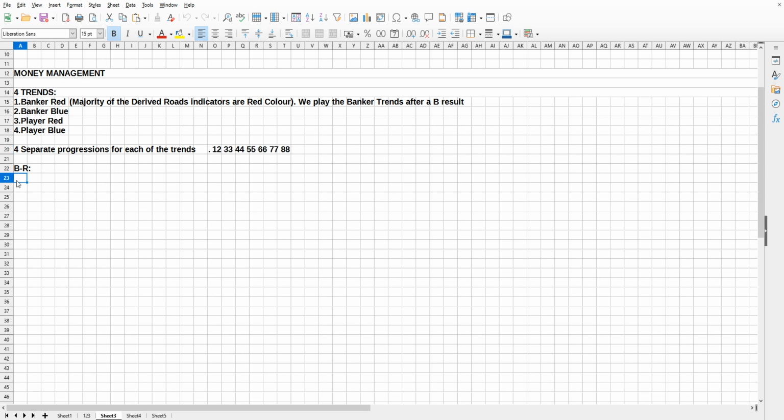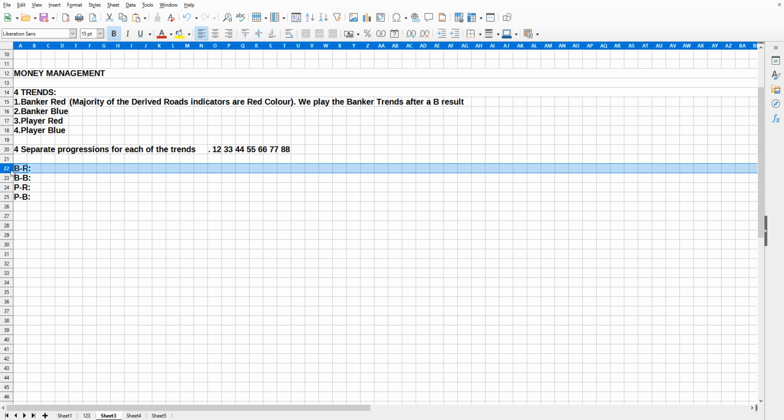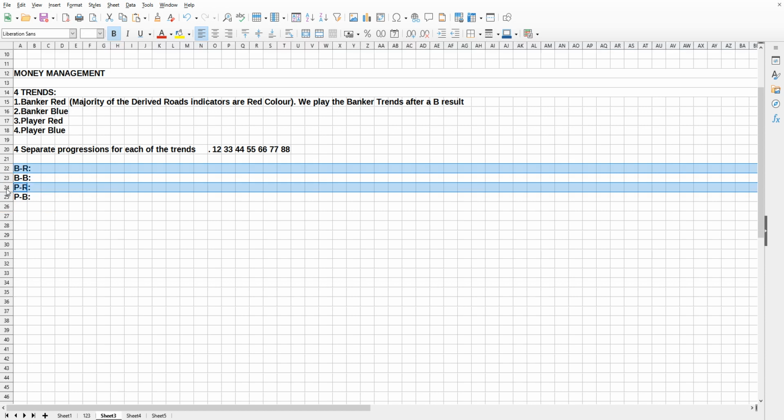So now I'm going to have also the banker blue, player red, and player blue. So by default I start with the red. I start with this 2 without knowing what is going to happen in the shoe. I'm starting with this and with this. So player red and banker red.